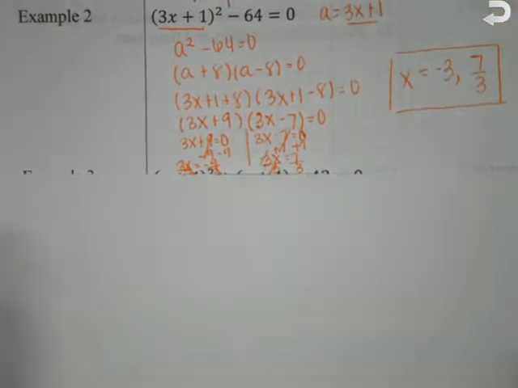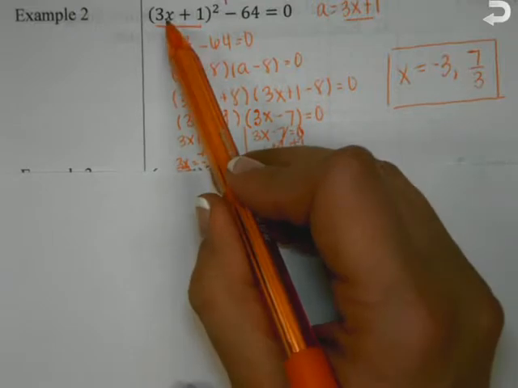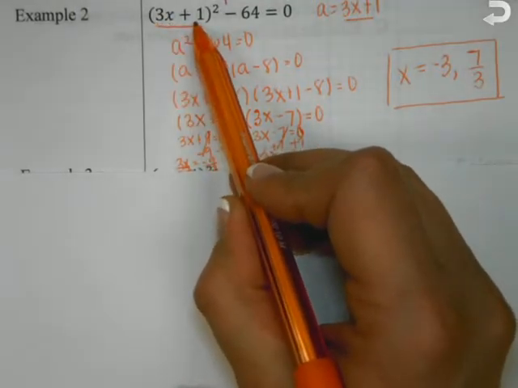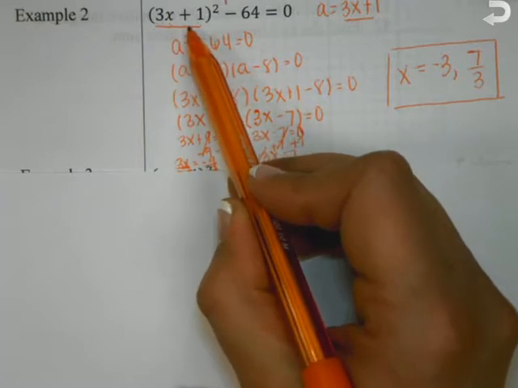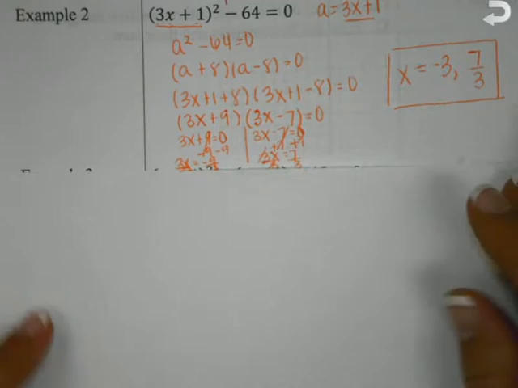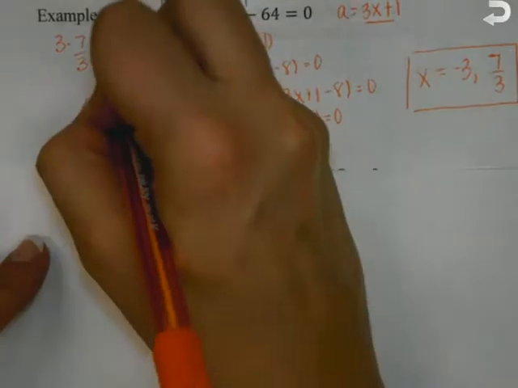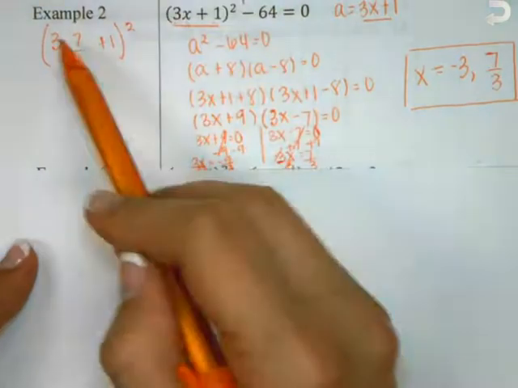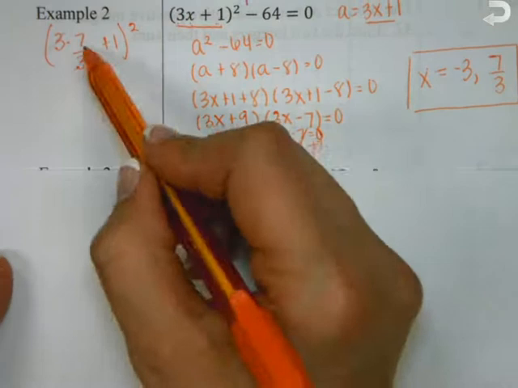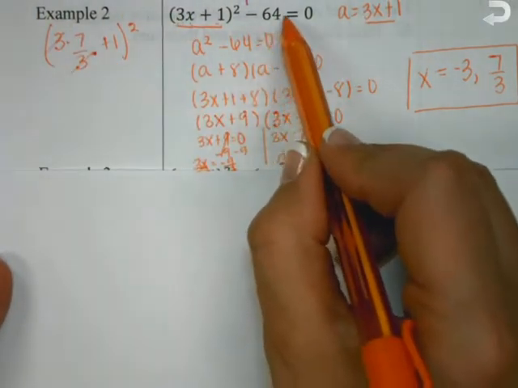Okay, quick mental check. If I plugged in negative 3 for x, 3 times negative 3 gives me negative 9 plus 1, negative 8. And what's negative 8 squared? 64. So that works, right? What if I plugged in 7/3? So that would give me (3 times 7/3 plus 1) squared. 3 times 7/3. What happens there? The 3's reduce, and I'm left with 7 plus 1, which is 8, and 8 squared is 64. So 64 minus 64 gives me 0, so our answers both check out. Okay?